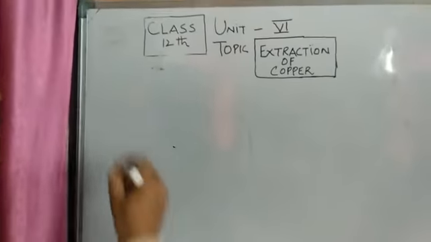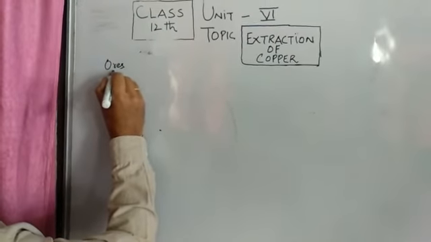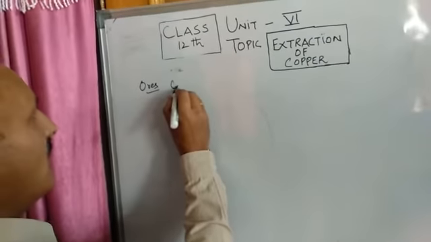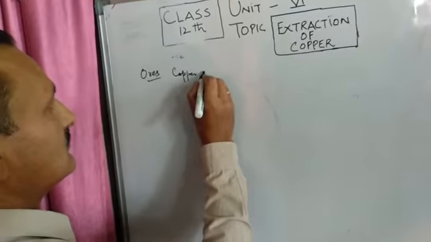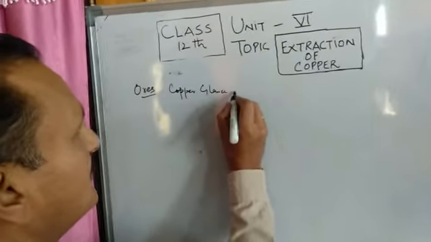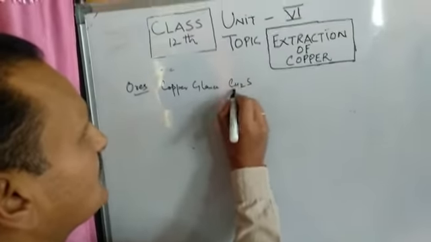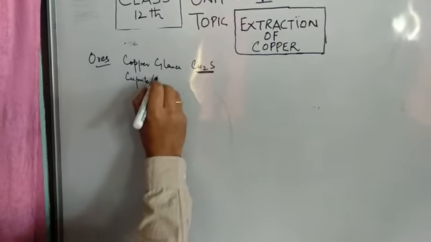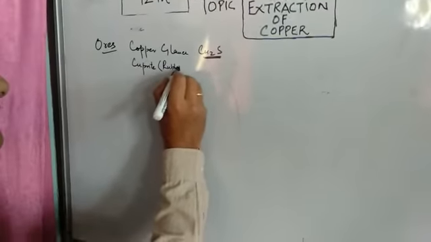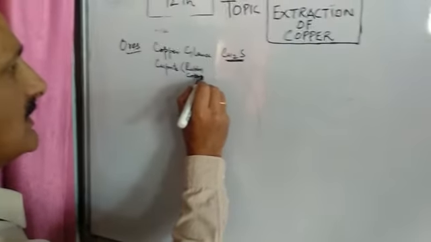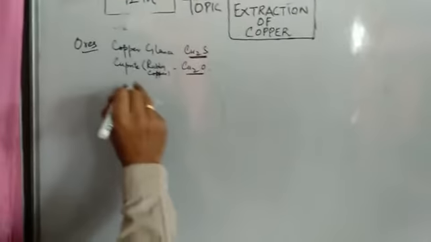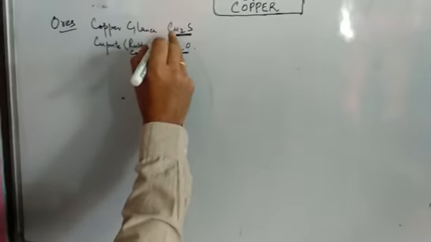Now there are ores of copper. We must know some ores of this copper. For example, we have an ore of copper known as copper glance, and its chemical formula is Cu2S. Then we have another ore known as cuprite, commonly known as ruby copper, and its chemical formula is Cu2O. It is an oxide ore of copper, while the first one was a sulfide ore of copper.